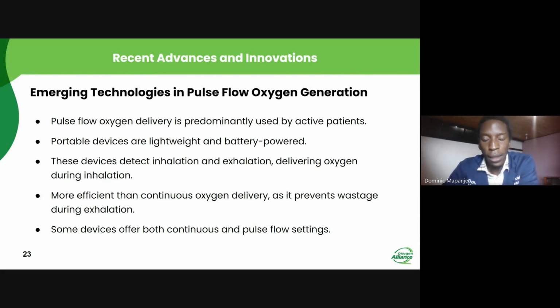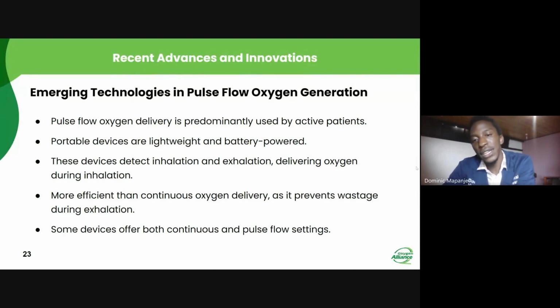With this, we have said also that you can use the continuous flow in some conditions, and you can also use the pulse flow in some conditions. So there are some devices that are being made to have both continuous flow and pulse flow settings. Like the Inogen Eclipse 5, it has both the continuous and the pulse flow. So this comes in handy when the patient at times needs the continuous flow and at times needs the pulse flow settings.